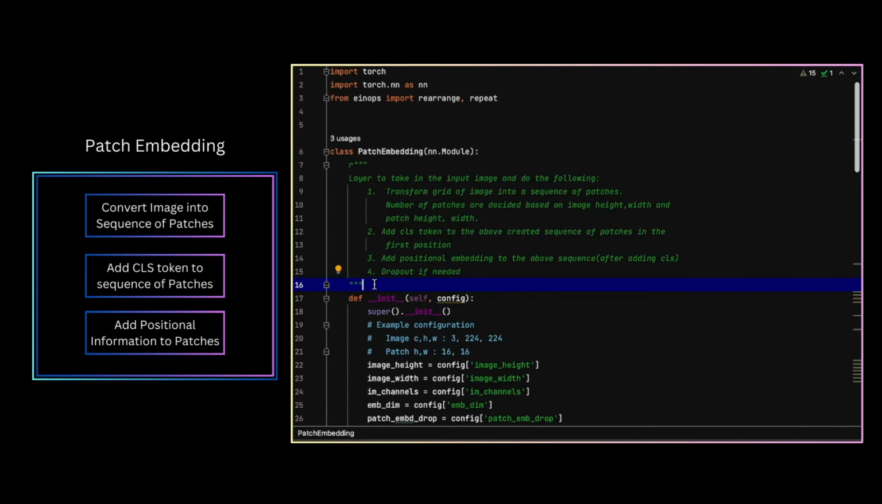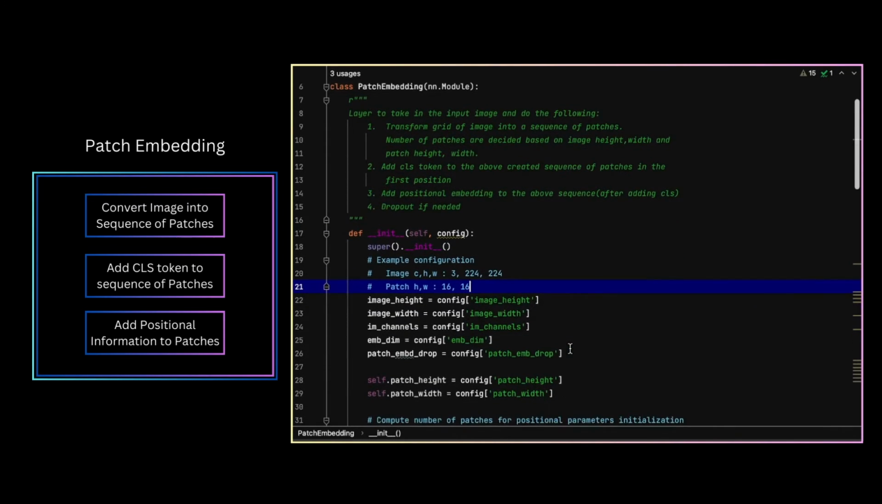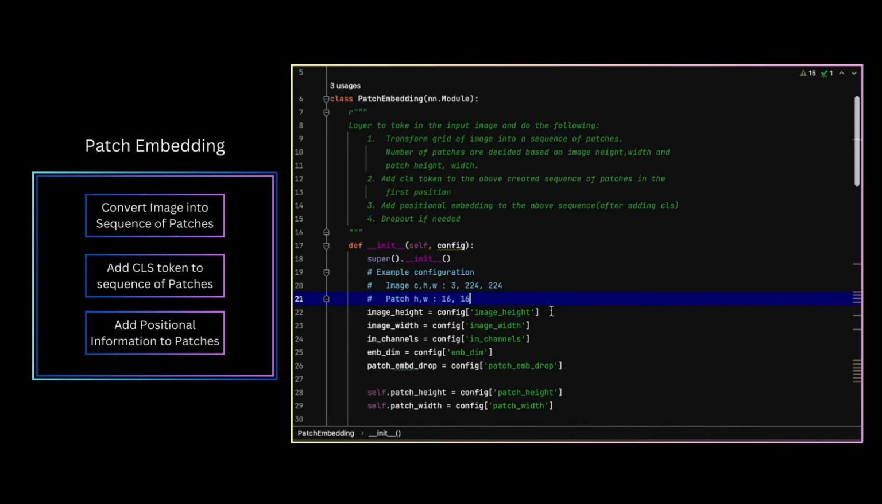During initialization, we look up fields from the config, which will be necessary to cook up our layers. And for making things in the implementation concrete, we can assume images will be of 3x224x224 and the patch size to be 16x16. So from the config, we'll be taking in image height, width, channels. EMB underscore dim is the transformer dimension. And for regularization, we'll also put in a dropout. And this field simply tells us the dropout probability for the patch embedding block. The patch height and width are also taken from the config.